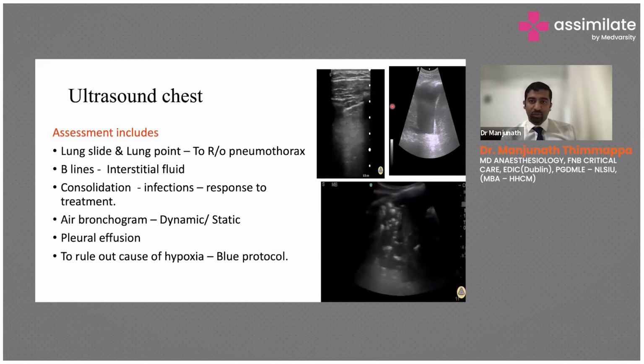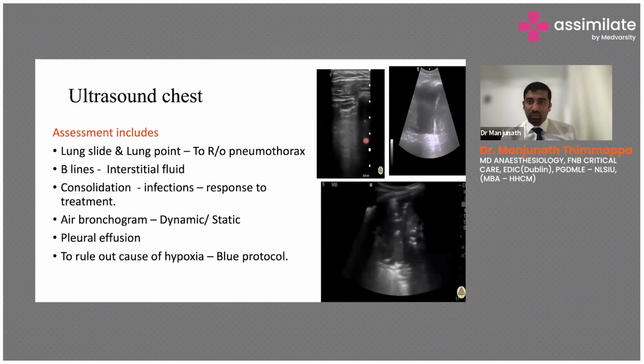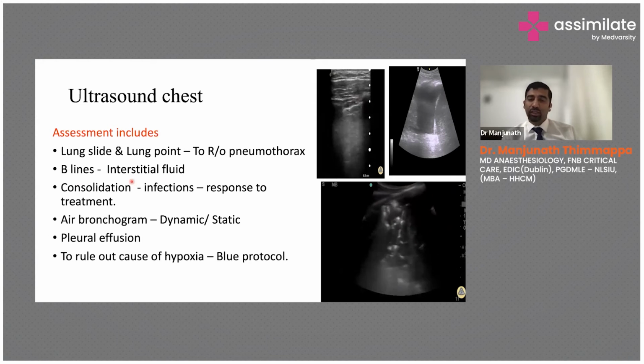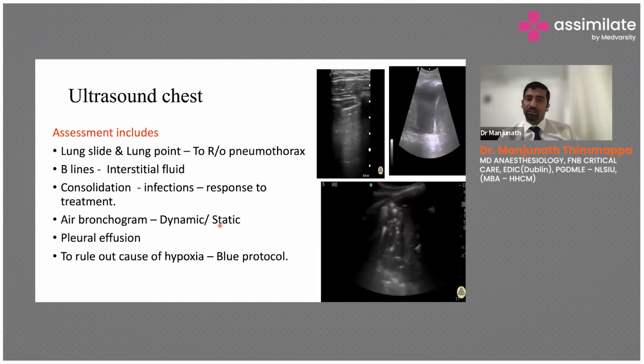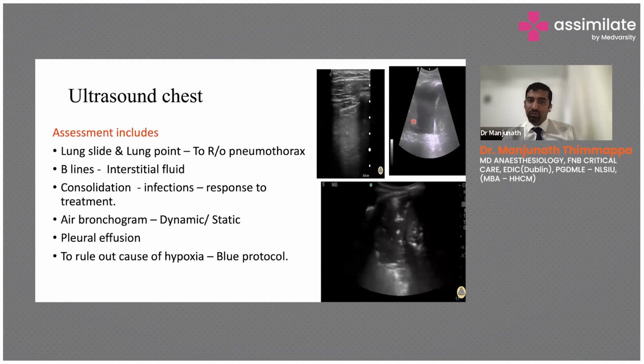a pneumothorax. Then comes the other image here, where you can see the rocket lines. These are B lines, which tell us about interstitial fluid in the lung parenchyma. And the consolidation: you can see all the white plaques here, and it is more of an air bronchogram. If it is dynamic, it goes in favor of infection. If it is static, it goes more in favor of atelectasis. The pleural effusion you can see in this diagram, with the liver on this side, the diaphragm, the pleural effusion, and the lungs.